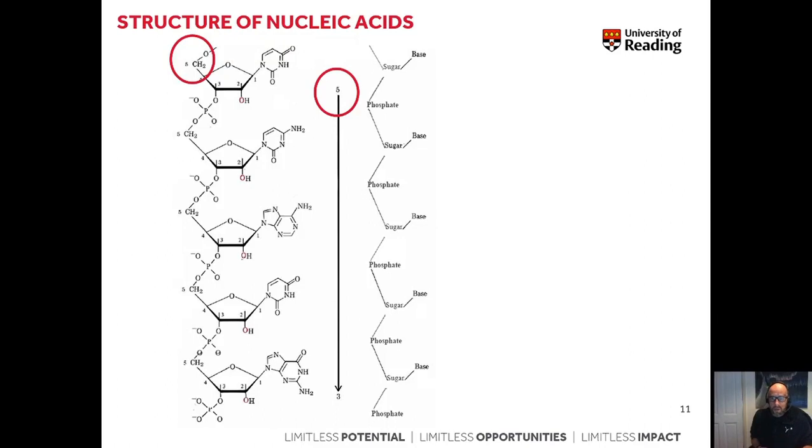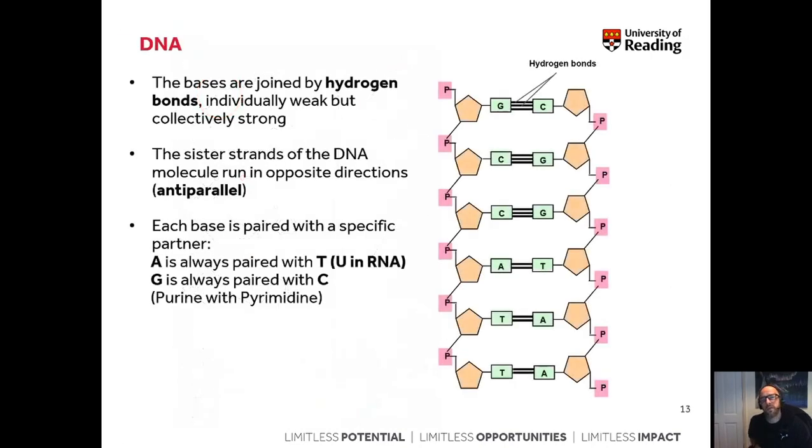As I already mentioned, we should also remember that all nucleic acids have a polarity. So we have the 5' end, and we have the 3' end, right? Those are things you need to remember. The bases within our nucleic acids are joined by hydrogen bonds that are individually pretty weak, but altogether they can be quite strong. In the DNA molecule, both sister strands run in opposite directions, and this is going to be quite important for today's lecture as well.